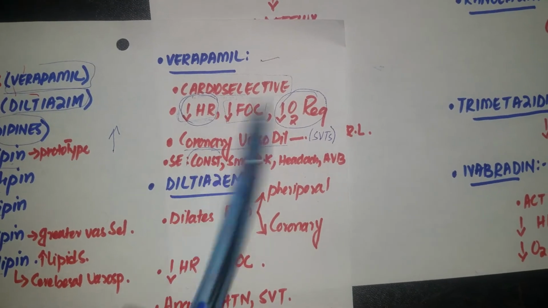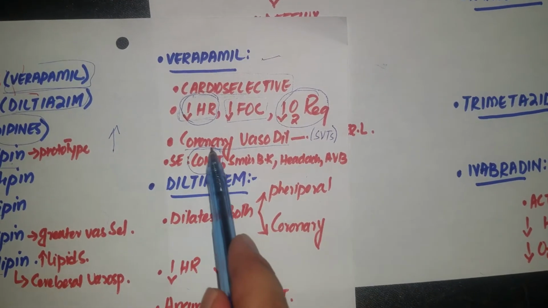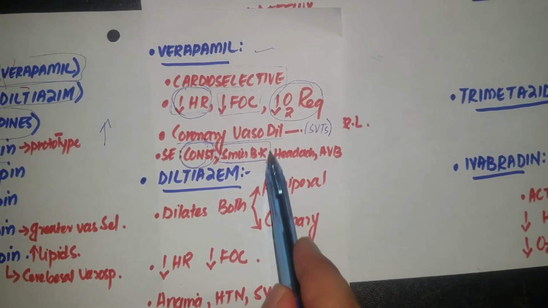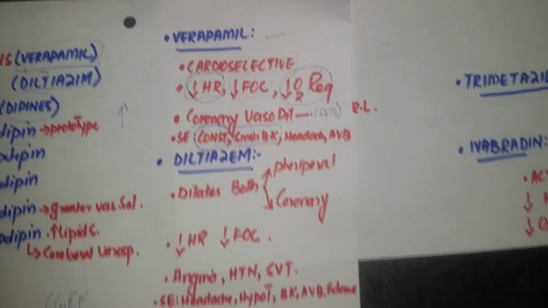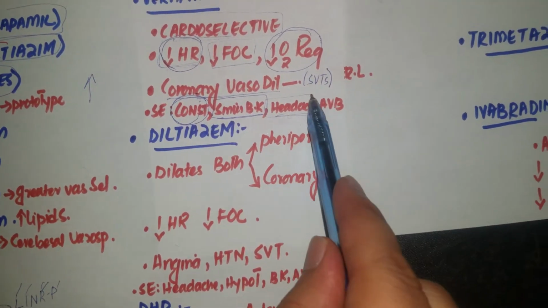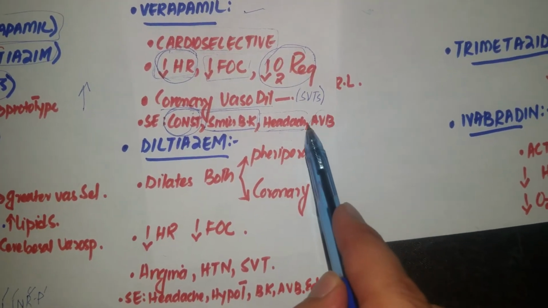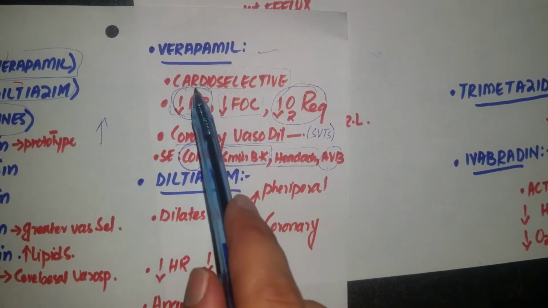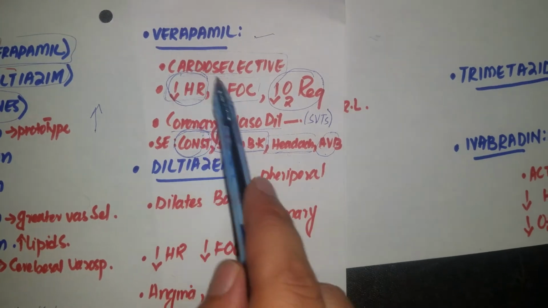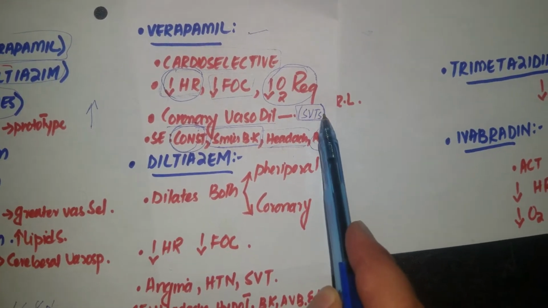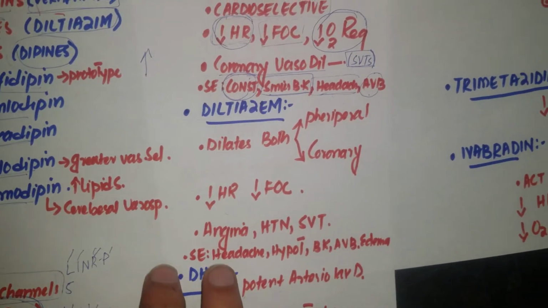The side effects are constipation. This one is very important for the MCQs. The next one is sinus bradycardia because it acts on the sinus node. The third one is headache because of its vasodilating effect, and the fourth one is AV block because it acts on the AV node. Note that besides angina, verapamil is also used for supraventricular tachycardia because of its action on the SA node and AV node.